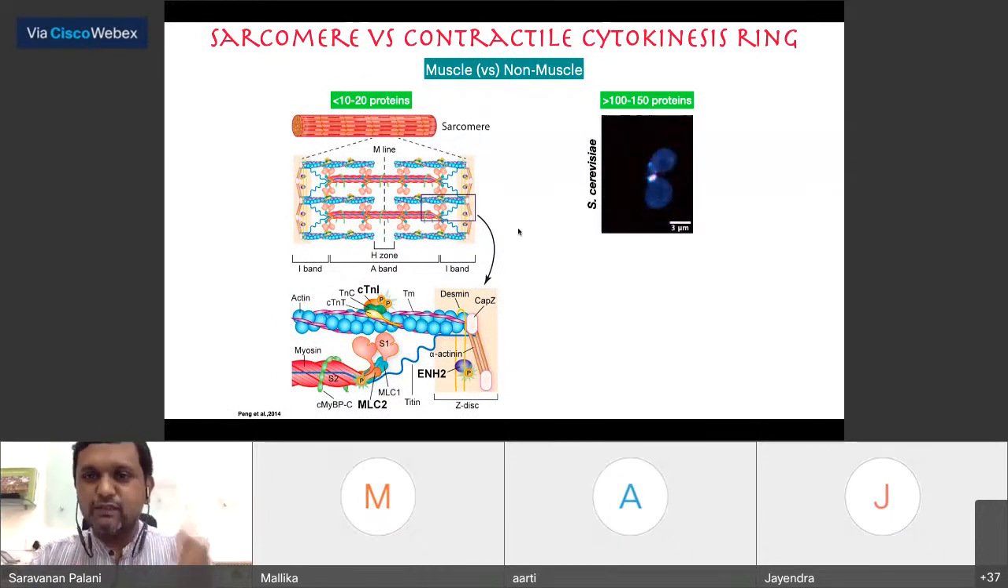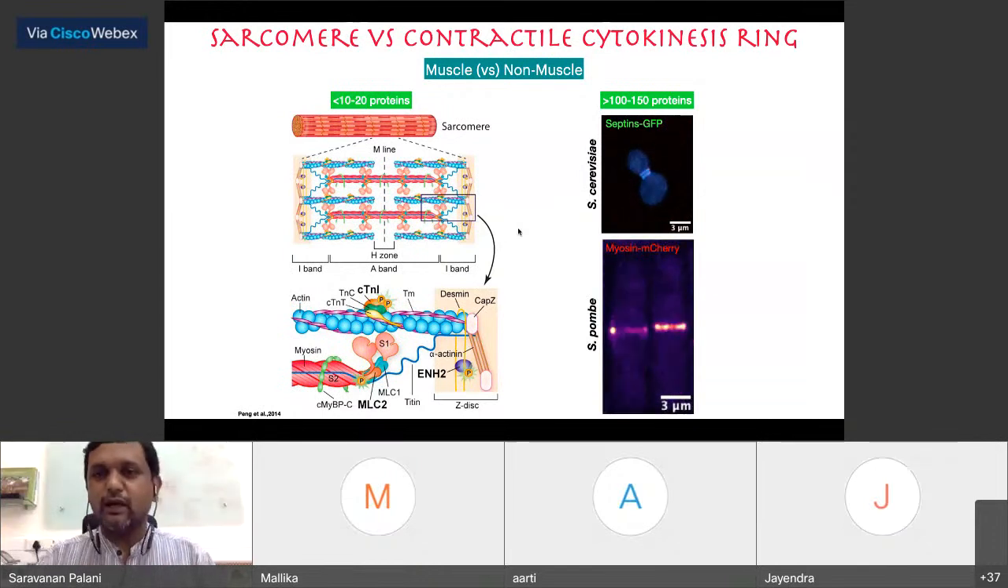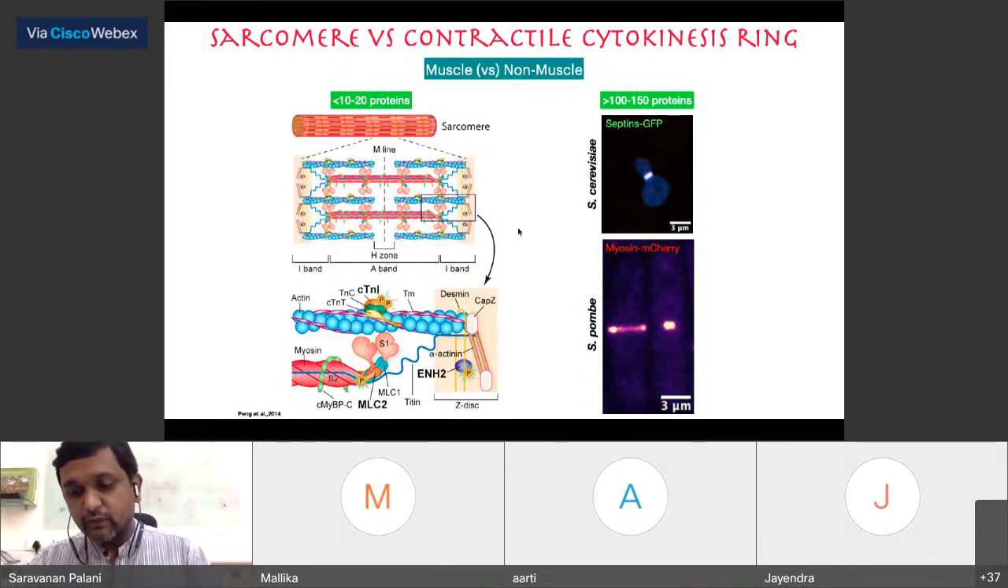But in the case of budding yeast or fission yeast, you need 100 to 150 proteins. Can you narrow down to a certain number of proteins that can reconstitute a synthetic division apparatus in a test tube or on a cover slip? If we manage to do that, that will be one of the biggest things. Can you make a synthetic cell which can divide on its own and propagate a daughter cell, right?